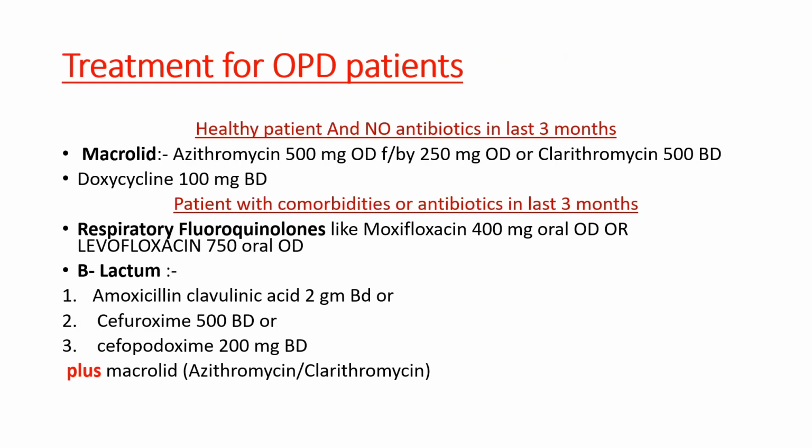Now, how to manage OPD patients of pneumonia, meaning the stable patient. In stable OPD patients, if the patient is healthy and has not taken any antibiotics in the last 3 months, then the treatment is macrolides, which includes azithromycin and clarithromycin. Azithromycin dose is 500 mg on the first day, followed by 250 mg once a day from the second day to the fifth day. The dose of clarithromycin is 500 mg BD.